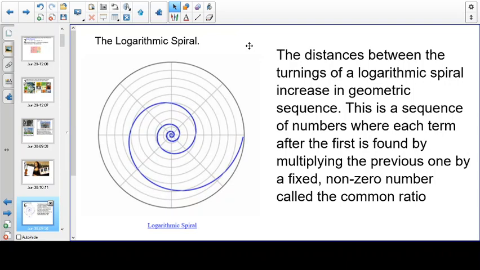This is another spiral. This is related to something that we call a geometric sequence, where each term is multiplied by the previous term to get the next term. That's called the logarithmic spiral, and that's often seen in nature as well.